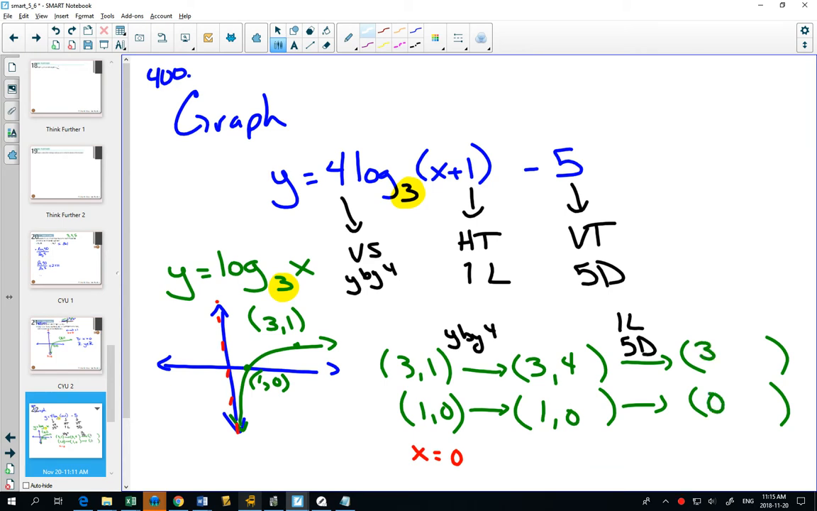1 to the left, 5 down. And the last thing we have to think about is: what is the only thing that's going to affect that vertical asymptote at x equals 0? Should the 3 be, yes, the 3 should be a 2. 1 to the left. There we go. What is the only thing that's going to affect our vertical asymptote at x equals 0? Translation. Left and right.